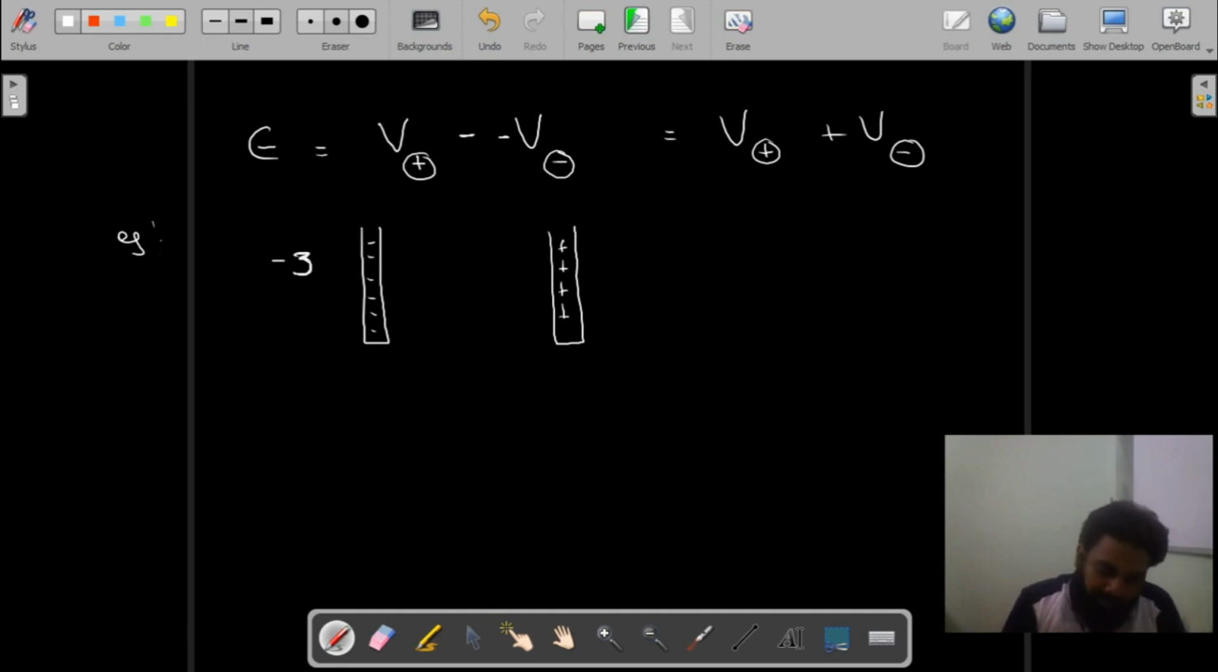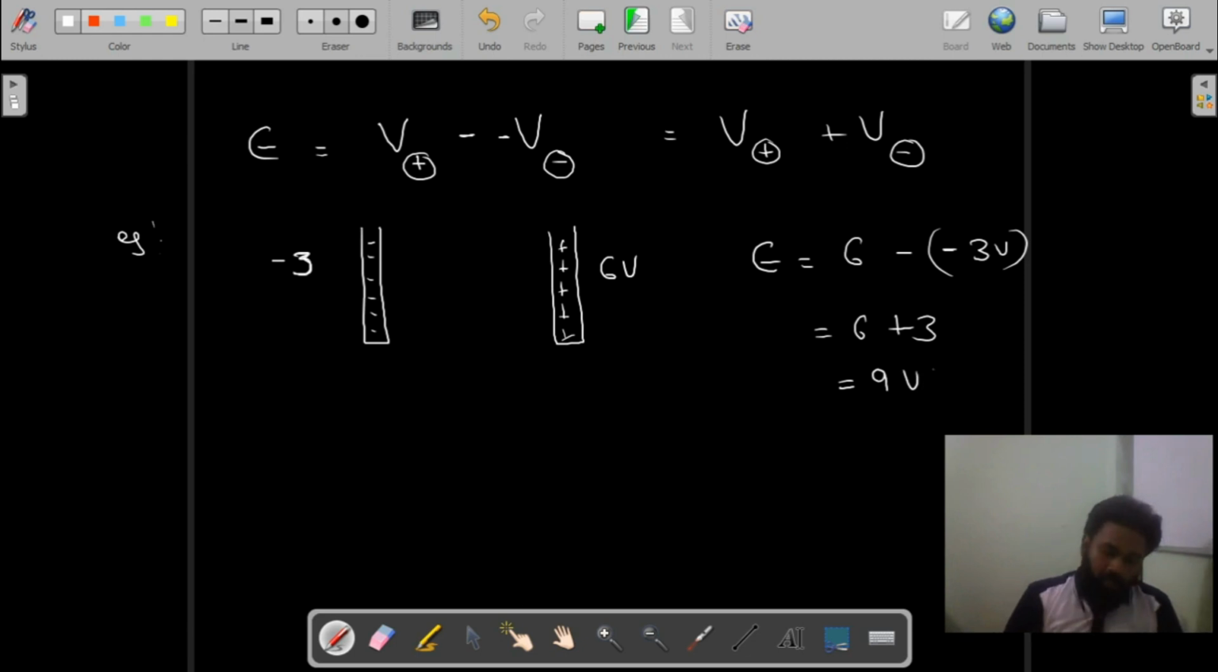A positively charged potential, suppose it is at 6 volt, then EMF is nothing but V plus or standard oxidation potential and standard reduction potential. So plus is nothing but reduction potential. So 6 volt minus of minus 3 volt. If we write that, 6 plus 3 is going to be 9 volt.